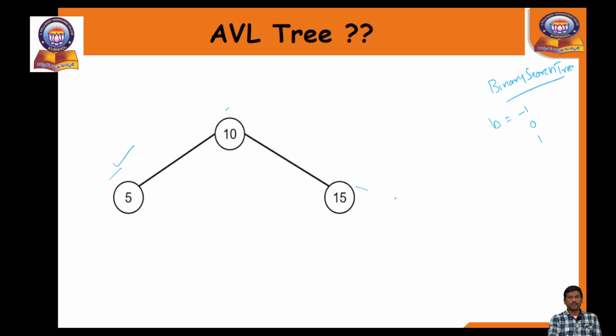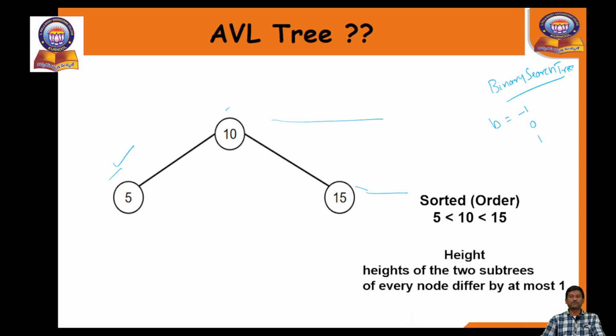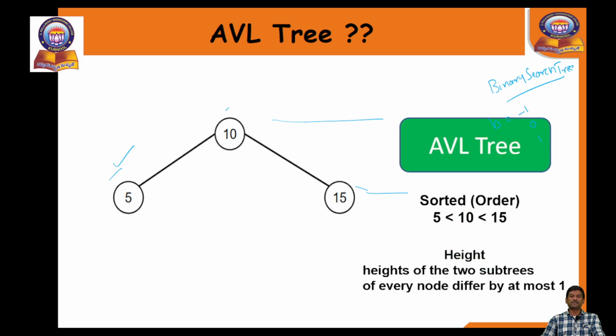And is there any height imbalance? What do you mean by height imbalance? For example, this is level 1, and similarly this is level 2. In such a case, the root contains 2 children, so the height is balanced, and that is how we can say it is an AVL tree. So this satisfies the property of the binary search tree, and the heights of the 2 subtrees of every node differ by at most 1. Here the heights of the left child and the right child are the same, and that is why we can say this is an AVL tree.